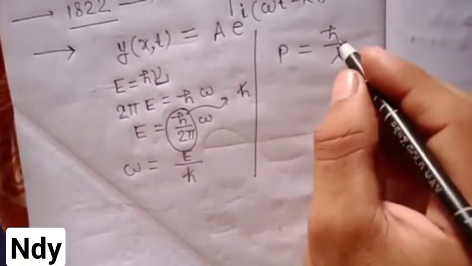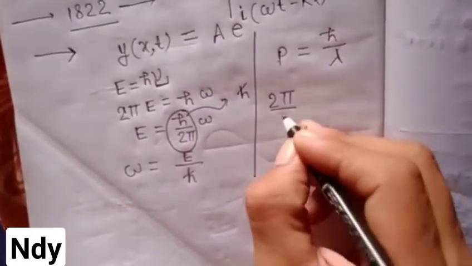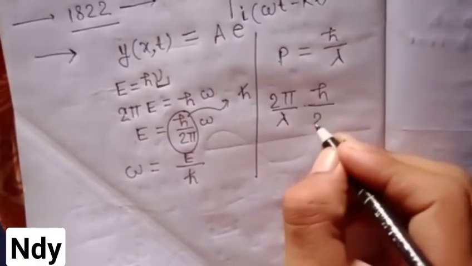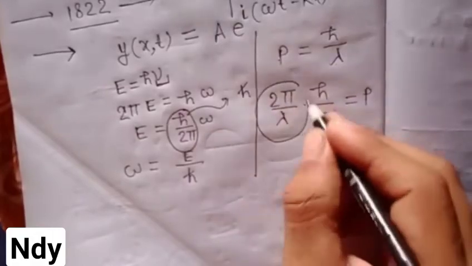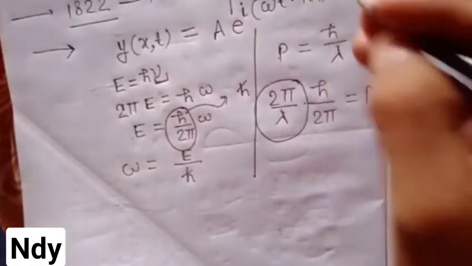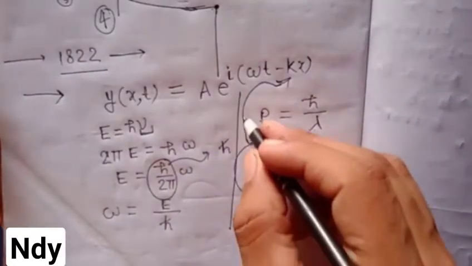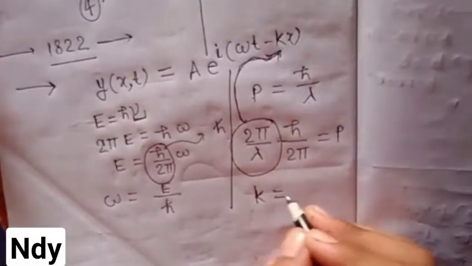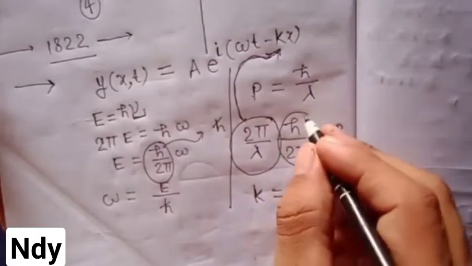what can I write, that 2 pi by lambda into h by 2 pi is equal to p. So from here, what is this? In a wave propagation, or in a string or anything else, this k is the same as 2 pi by lambda. So we can write this as k is equal to p by h cross. This will be h cross.